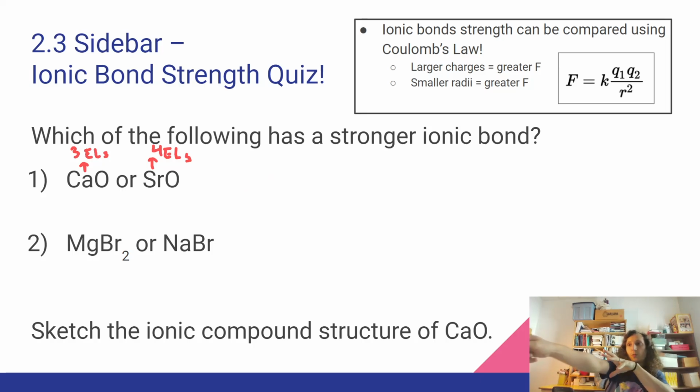It means it's further away from the oxygen. So when strontium and oxygen are linking up, they're like this. They're a little further apart. Calcium and oxygen are like this. They're closer together. So calcium and oxygen is going to have a stronger bond because the radius is smaller.